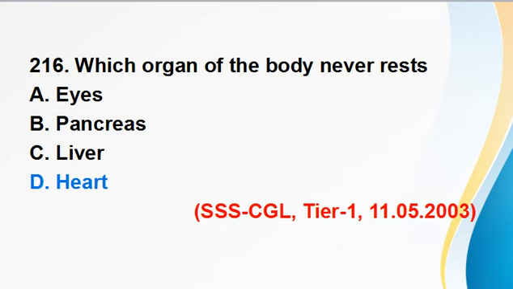Now question number 216. Which organ of the body never rests? A. Eyes, B. Pancreas, C. Liver, D. Heart. So answer D is correct. Heart is the only organ in our body which never rests throughout the entire life. The heart is a hollow muscle that pumps blood throughout the blood vessels by repeated rhythmic contractions. So answer D is correct. Heart is an organ that never rests.